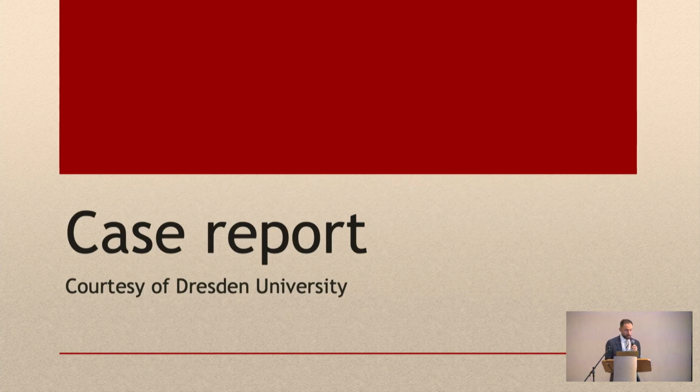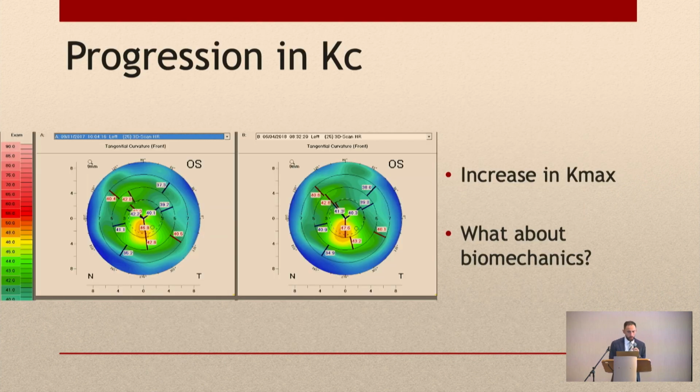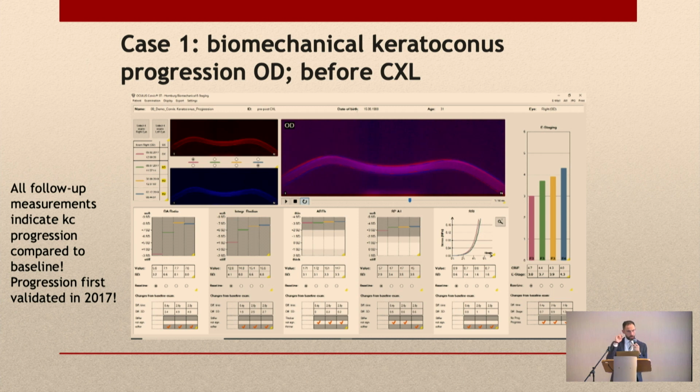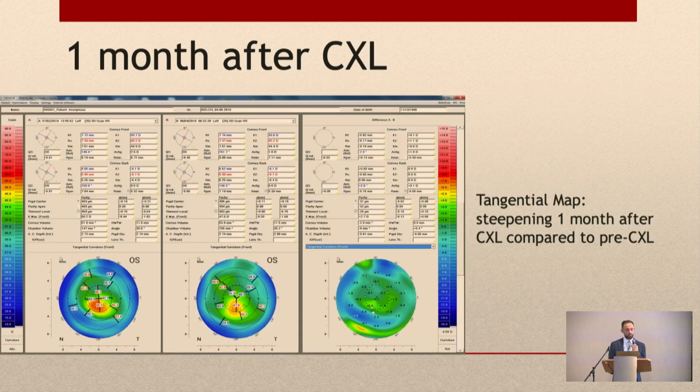So that's a case report from Dresden again. Patient progressive with biomechanics, changing Kmax, changing tangential map. You remember the one in 2017? We'll skip it because I showed you before. Tangential map after cross-linking gets worse, as we all know. And the patient comes to you with the parents, particularly because we all know that keratoconus patients have parents that are very demanding.